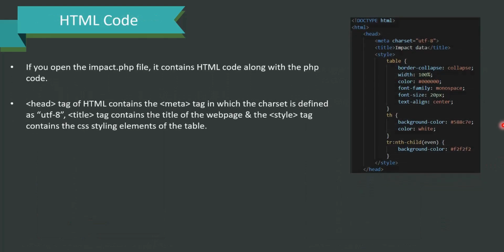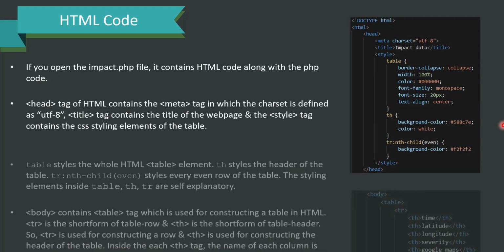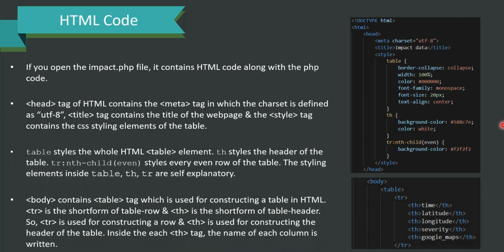HTML code. If you open the impact.php file, it contains the HTML code along with the PHP code. The head tag of HTML contains the meta tag, in which the charset is defined as UTF-8, and the title tag contains the title of the web page, and the style tag contains the styling information for the table. Table styles the whole HTML table element, and th styles the header of the table. tr:nth-child(even) styles every even row of the table. The styling elements inside table, th, tr are all self-explanatory, and we have presented the code for you right in front.